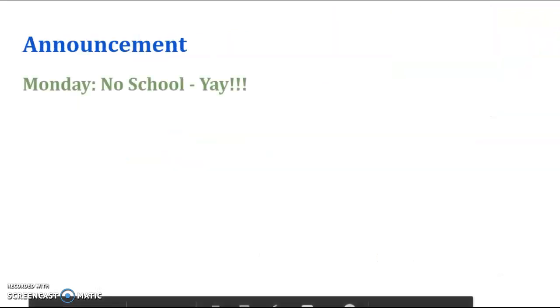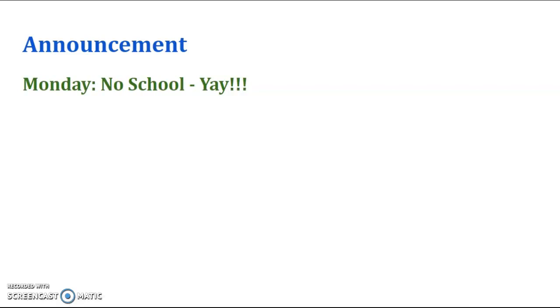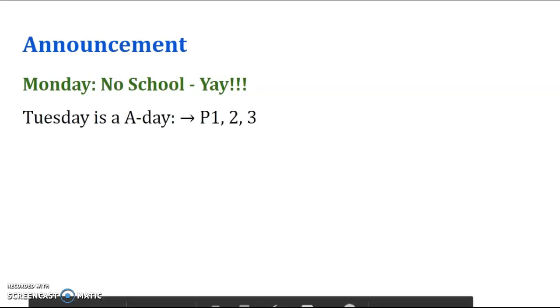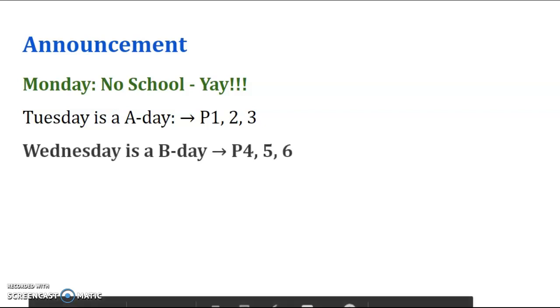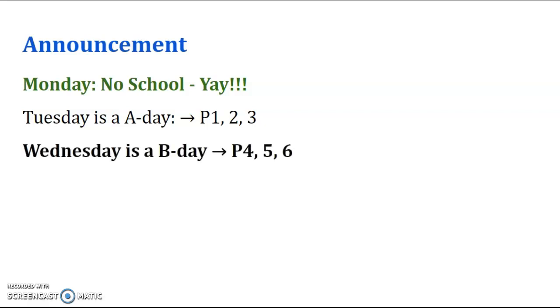A few announcements. There is no school on Monday. Yay! That means you get a long weekend, and the A day that we usually meet on Mondays is going to become Tuesday. So Tuesday is our A day. That means you go to your period 1, 2, and 3. And Wednesday is our B day, and you go to period 4, 5, and 6. Thursday and Friday, you are just going to go to your outreach classes, whichever one that is, in a designated time, so that they can take attendance for you then.